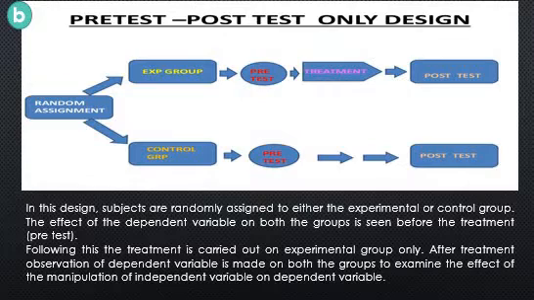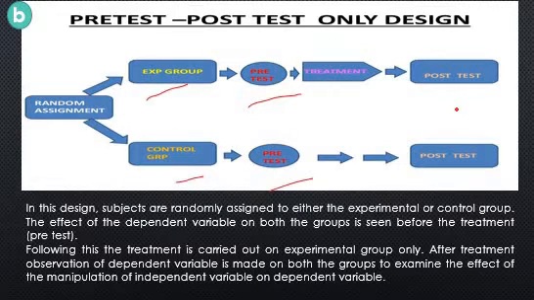Next is the pre-test, post-test design. In this research design, subjects are randomly assigned to either an experimental group or the control group. The effect on the dependent variable in both the groups is observed before the treatment, which is known as a pre-test. That is the significance of this test. Later the treatment is carried out on the experimental group only, and after the treatment, observation of the dependent variable is made on both the groups to examine the effect of manipulation of the independent variable on the dependent variable.